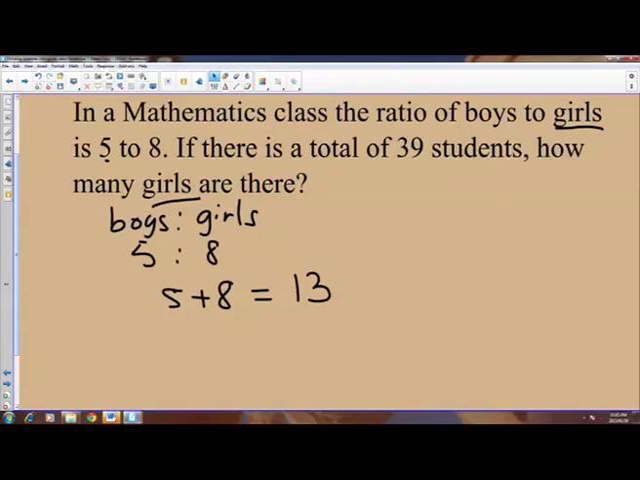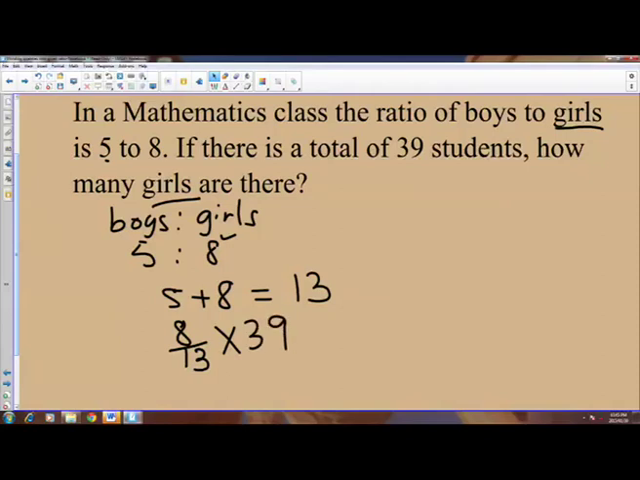We have to go and identify the part which represent girls in our ratio. So the part which represent girls in our ratio is 8. So to find the number of girls, we'll say 8 divided by 13, which is the total number of ratio, times the number of students. And the number of students is 39.